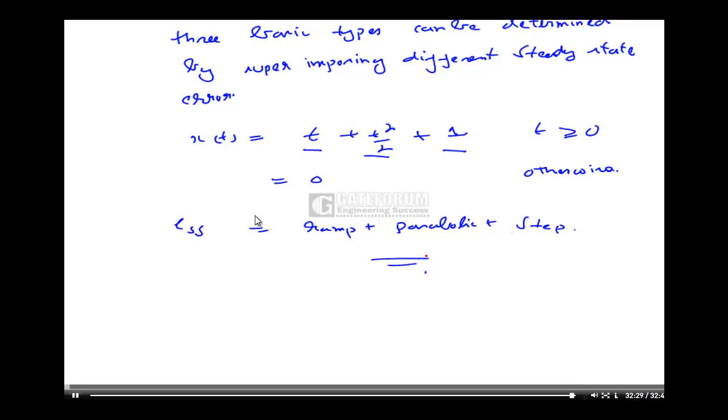So this is about the steady state error, which is a part of steady state analysis in time domain analysis. Next topic will be the transient response analysis.